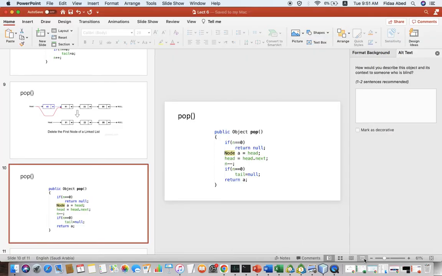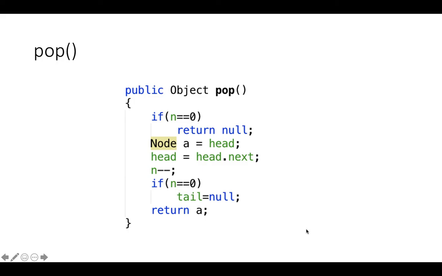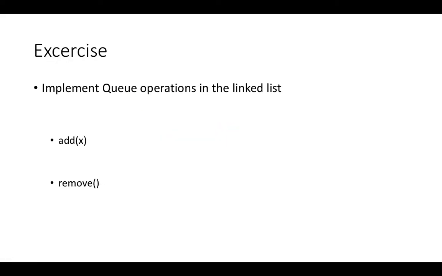Now, as an exercise, we need to implement this linked list as a stack, and also we want to implement queue operations in the linked list. So we want to implement add x, which adds an element at one side of the list and removes from the other side. So let's say we want to add at the end and remove from the beginning. Okay, we want to add at the end of the linked list and remove from the beginning. So this is the exercise, and see you in the next video. Thank you.